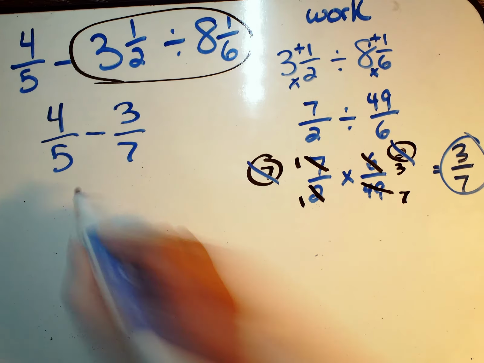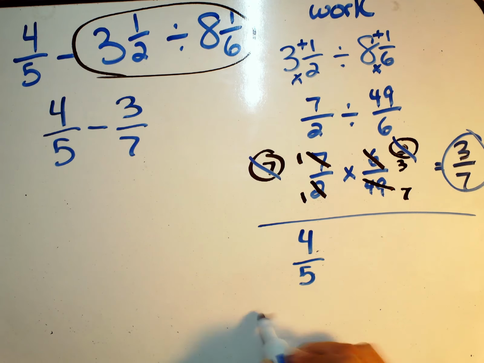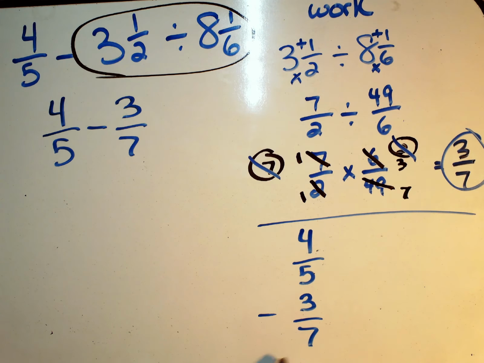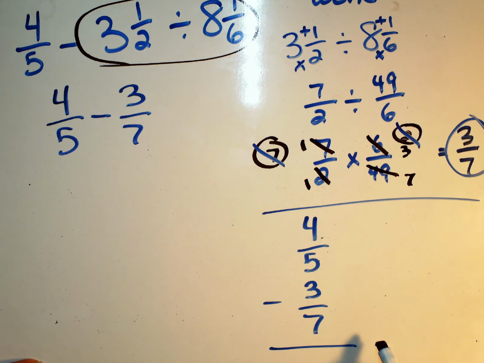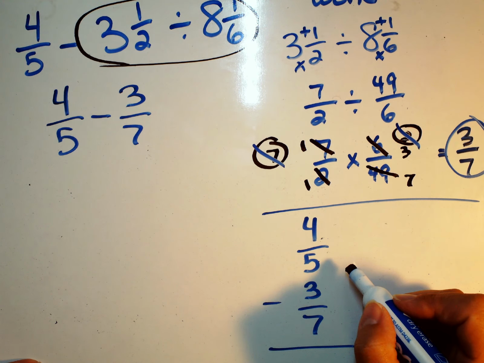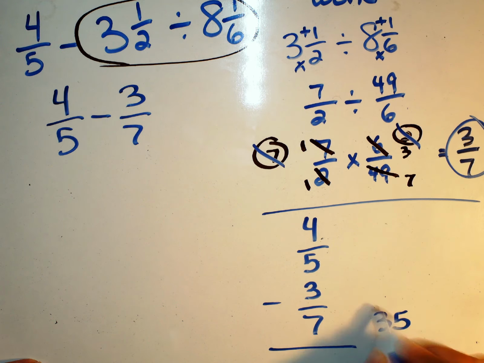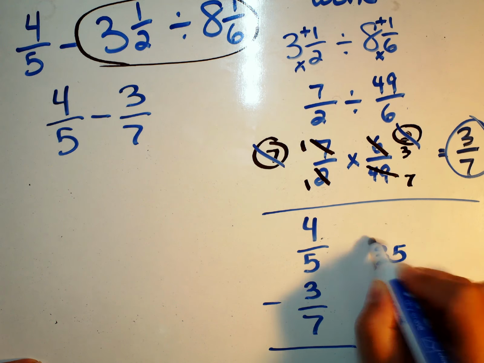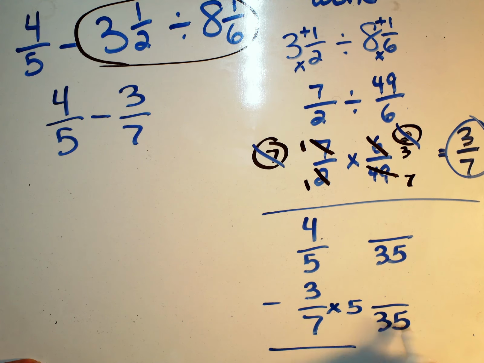Okay, so now we have to do 4/5 minus 3/7. What's sad is that they're not common denominators, so we have to find the common denominator. If you're not sure what the common denominator is, all you do is multiply them together. So it's 5 times 7, 35. If you're ever not sure, just multiply your denominators together. So 7 times 5 is 35.